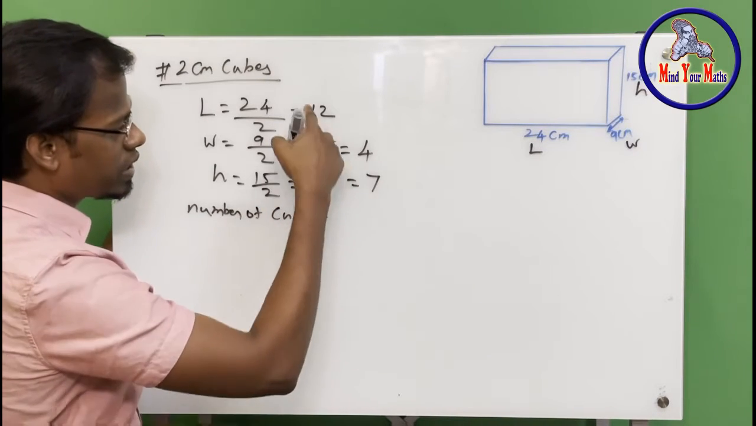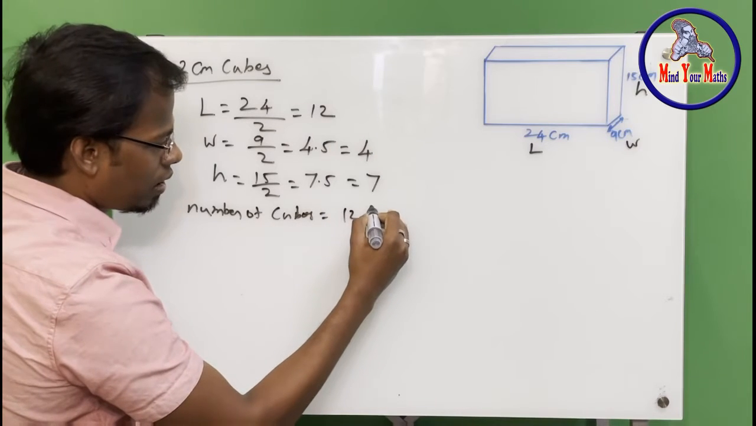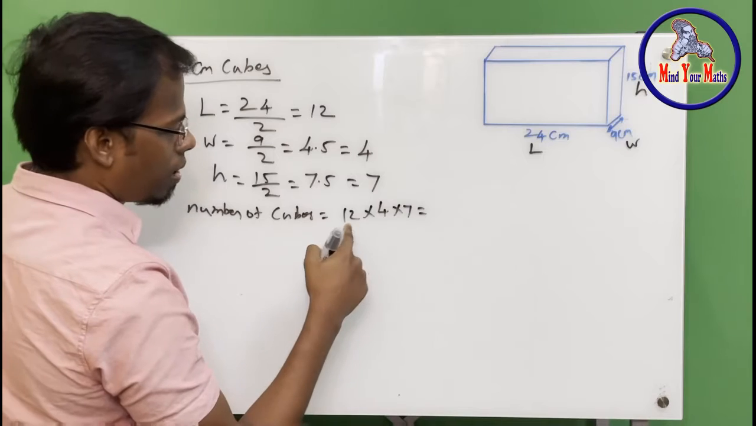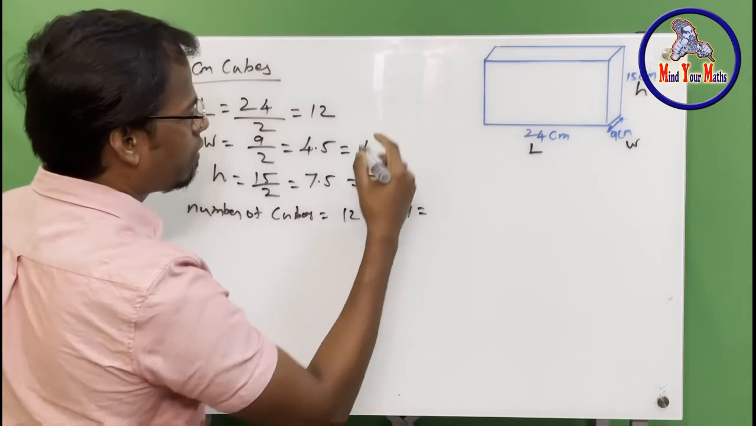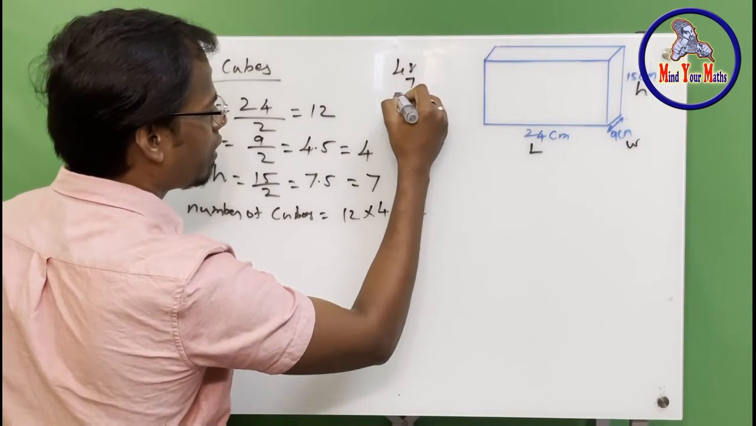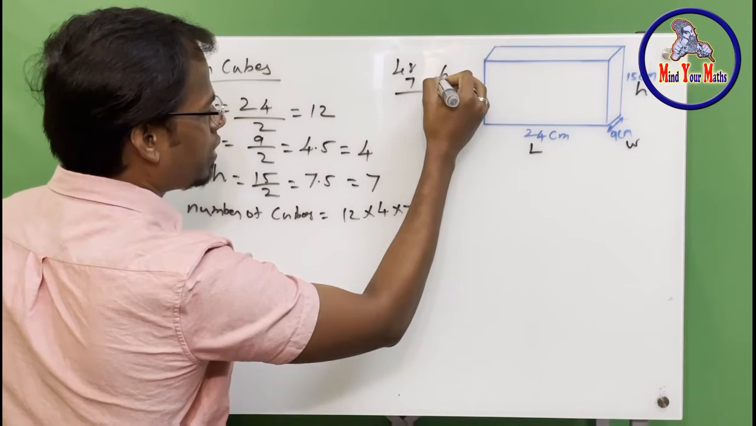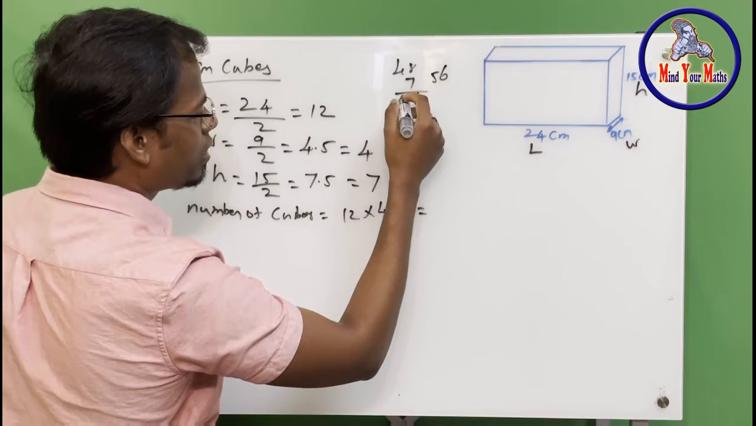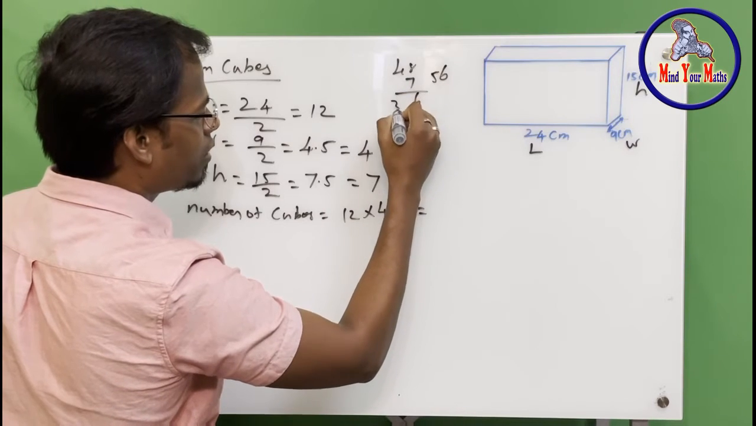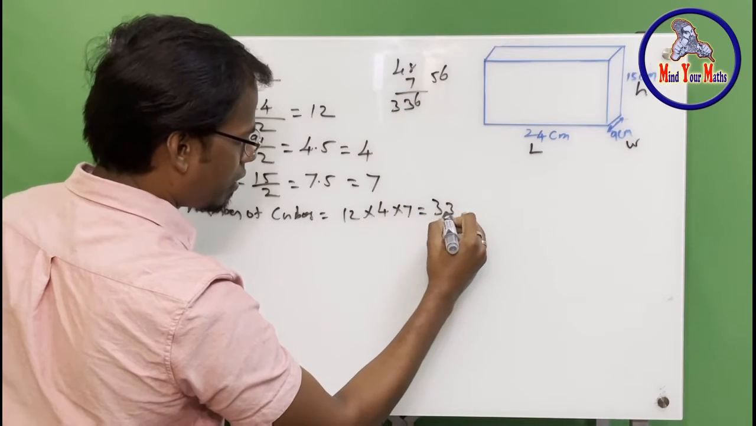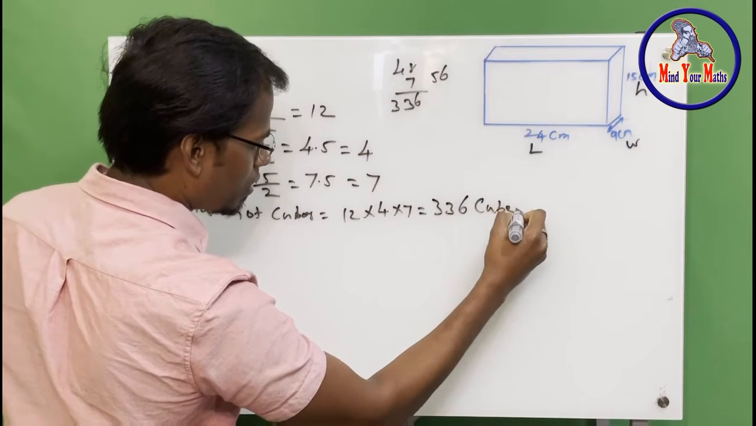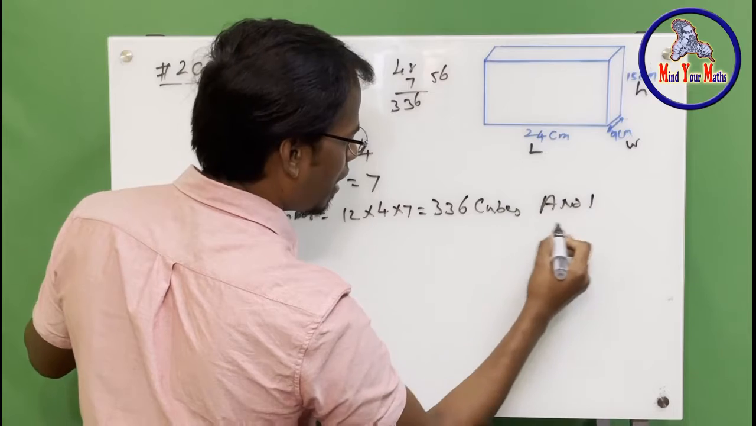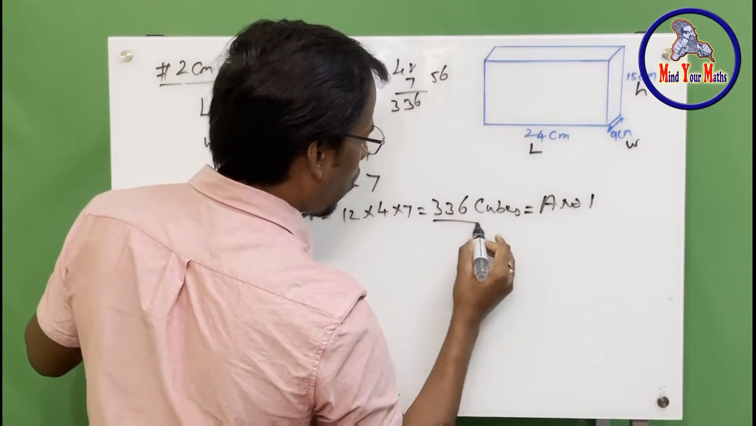Number of cubes equals, we just multiply all of them, 12 times 4 times 7, which equals how much? 4 times 12 is 48, and then 7 times 8 is 56, and we put the 6. 7 times 4 is 28 plus 5, 33. So which is 336 cubes. That is answer 1. So we found the answer 1.